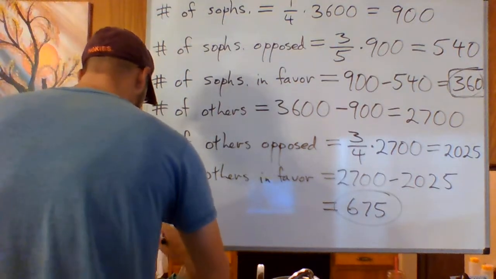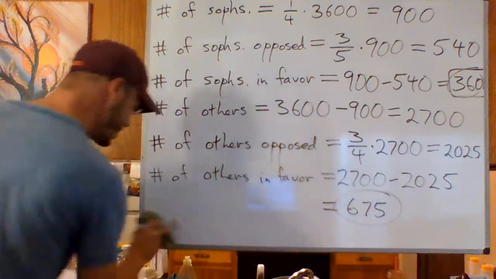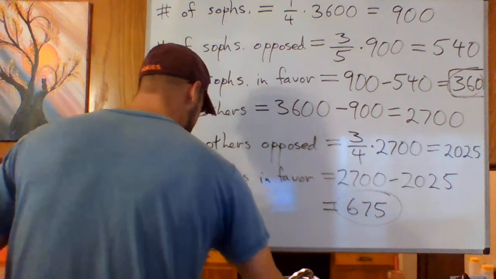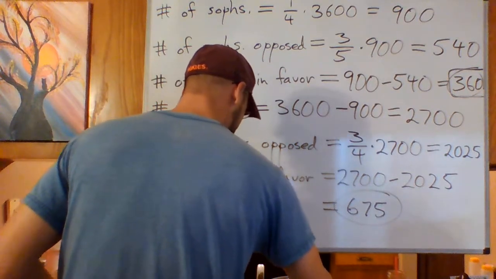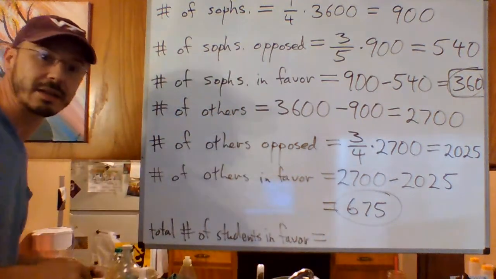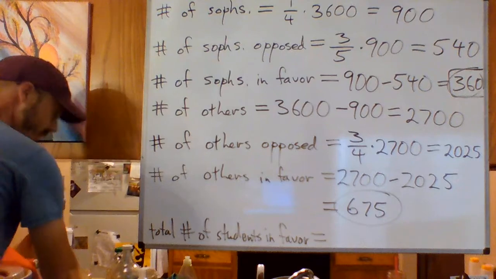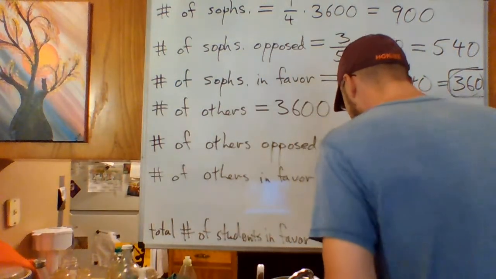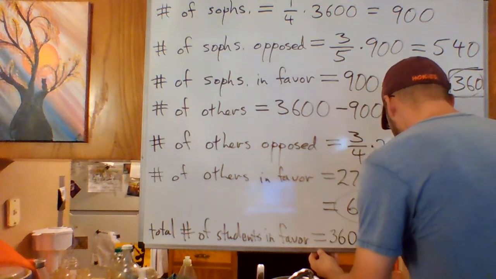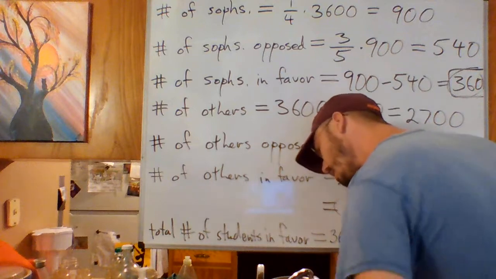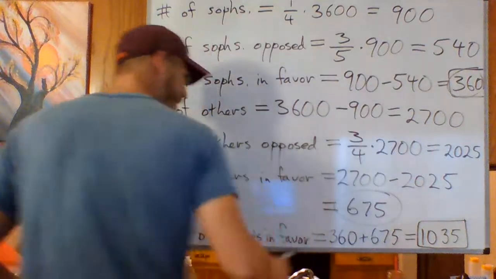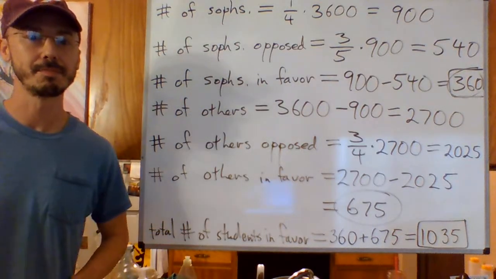It's the number of students. Let's actually say the total number of students in favor of the rock climbing club is 360 plus 675, or 1,035. That's the total number of students in favor of having the rock climbing club.